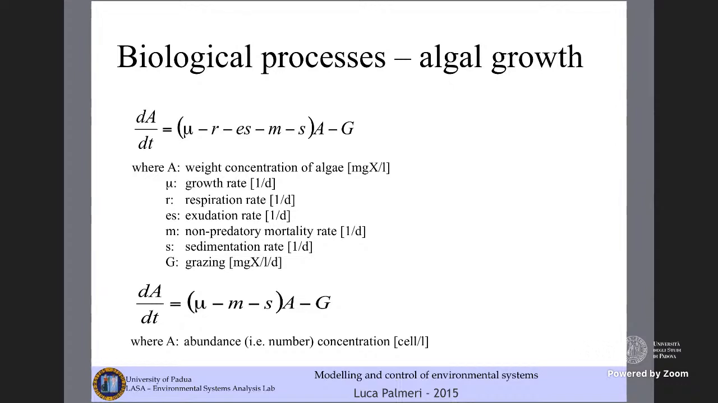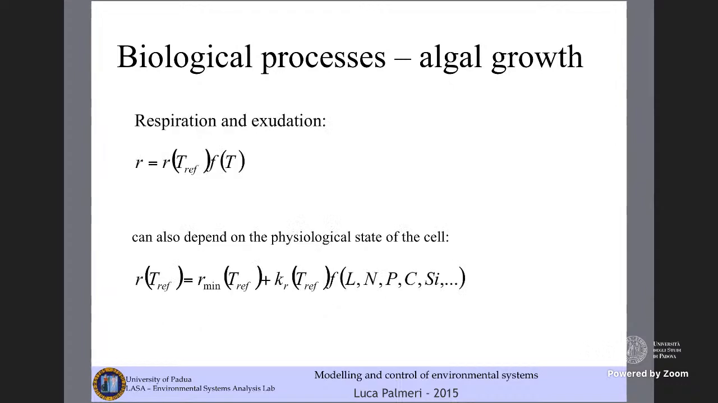So now we have to give a look at all the terms that appear in the model. First of all, we shall notice that the respiration and the exudation terms are terms that are strongly dependent on temperature. So in order to describe this, we say that the respiration, or for example, the exudation, is equal to a value at the reference temperature for exudation or for respiration, multiplied by a function of the temperature that is a limiting function.